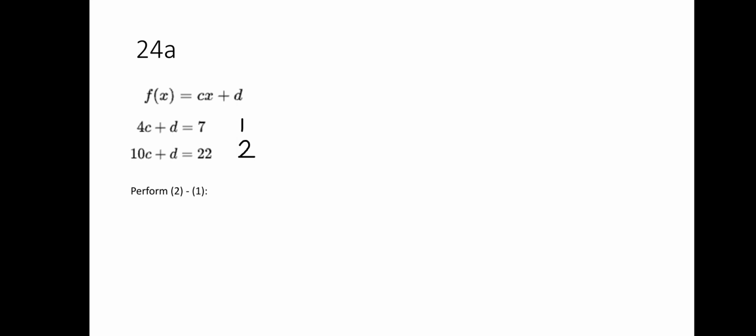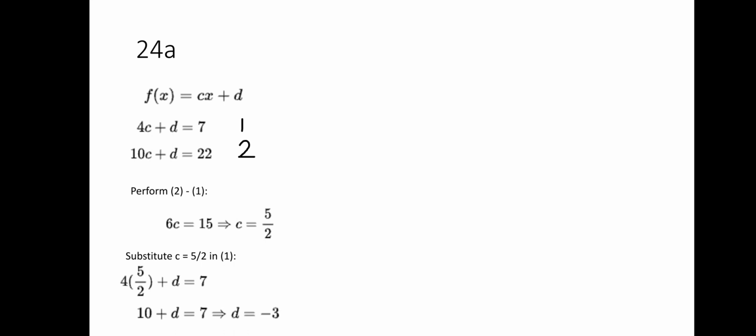Again, you'd perform equation 2 minus equation 1. That would give you 6c equals 15. And then solving for c, that would be 5 over 2. Then we can substitute this value for c in either of these equations, but it's easy to do it in equation 1. So substituting c in 4c plus d equals 7, that would give you 10 plus d equals 7, so therefore d must be negative 3. So to summarize, c equals 5 over 2 and d equals negative 3.